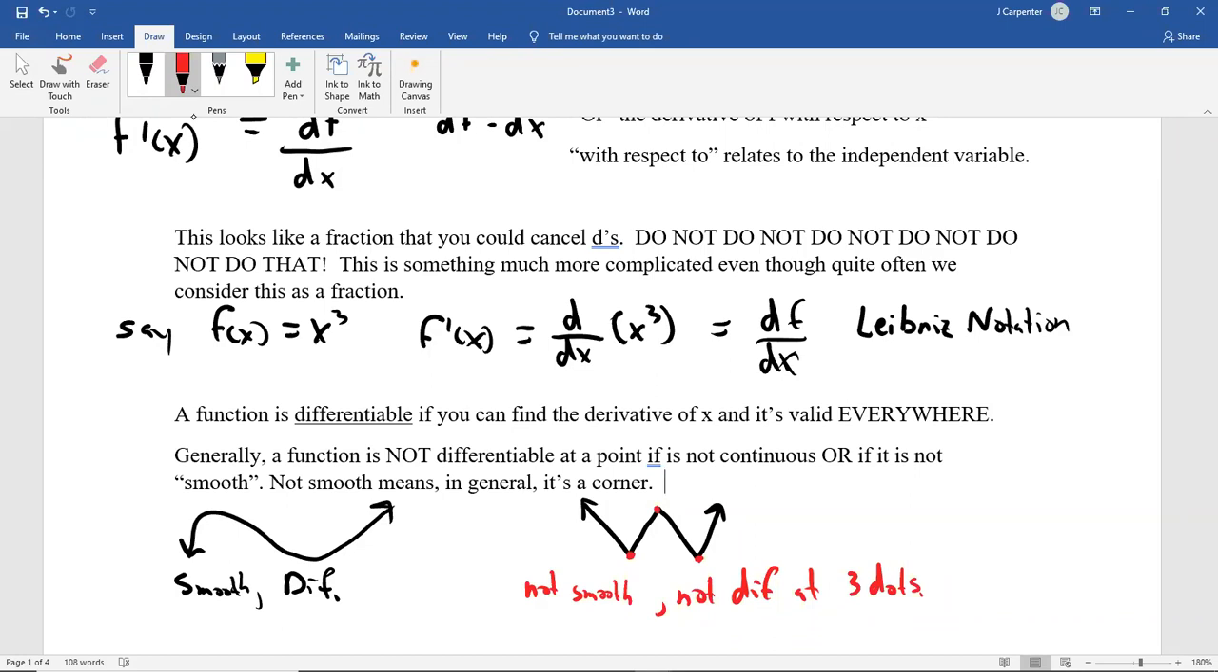So you'll find a couple questions about that in your homework. Hey, is it differentiable at these 4 or 5 points? Or which of the 4 or 5 points is it differentiable? Which ones is it not? Or can you just tell the points?